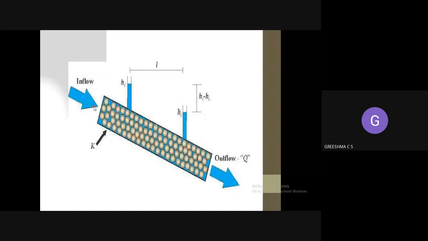Fluid is allowed through these particles, and between them you can see some void spaces. Through the voids the fluid is flowing, and here it is the outflow. So see this figure. There is one head, H1, H2. Now we'll go to Darcy. You see what Darcy is telling.